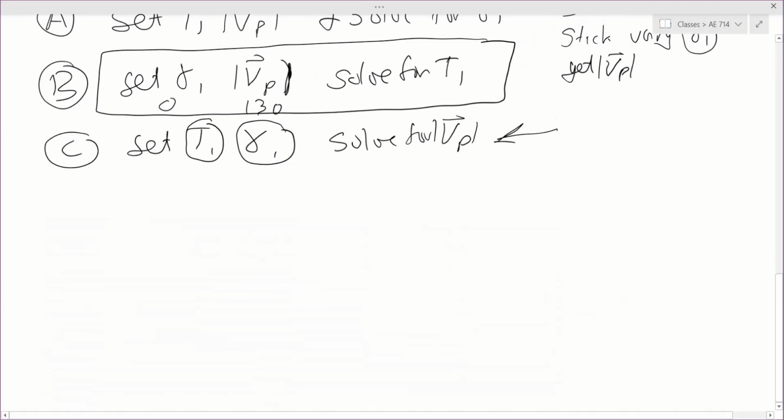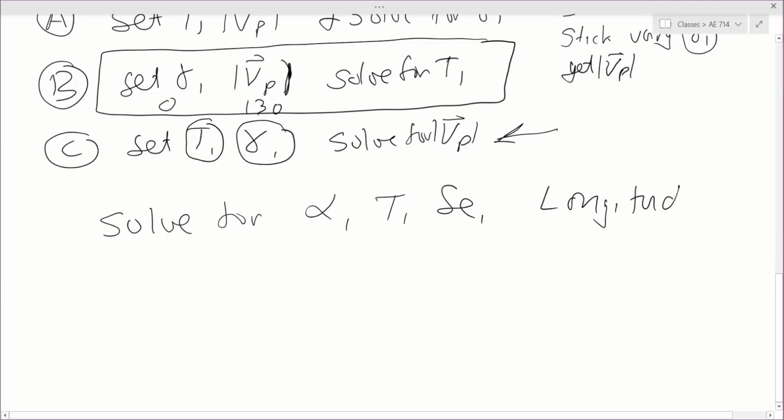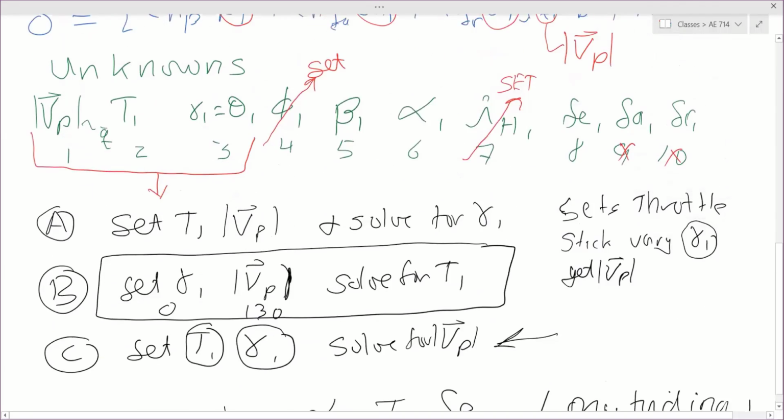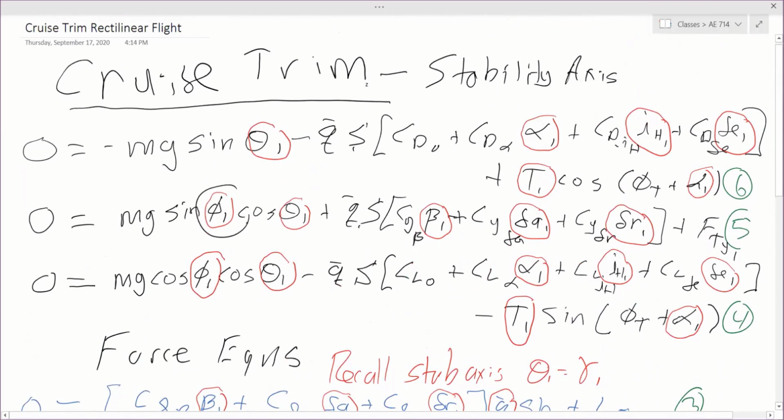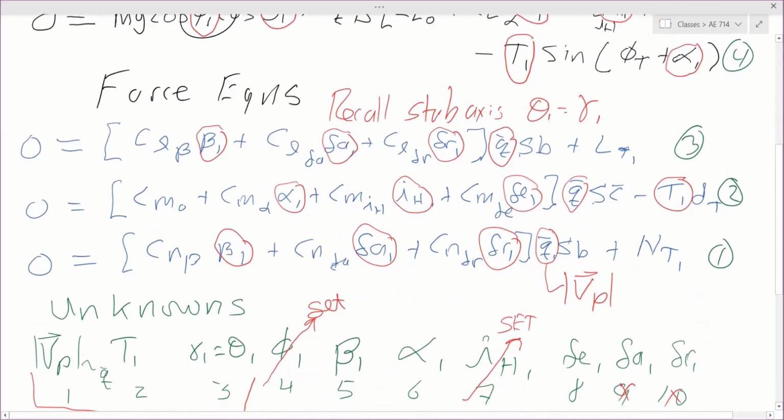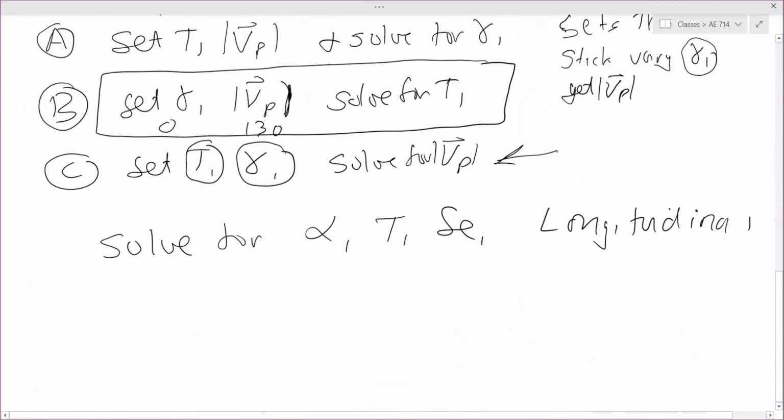All right, so what we want to do now is solve for what's left over. We're going to solve for alpha, throttle, and elevator, and these are longitudinal. And by specifying the bank angle, we can solve for these separately, because the bank angle is the only thing that connects the lateral to the longitudinal equations. So if we set that, then we can solve for those independently.